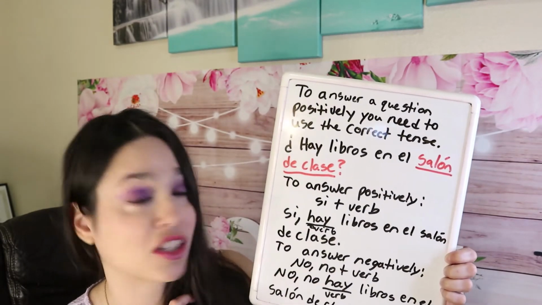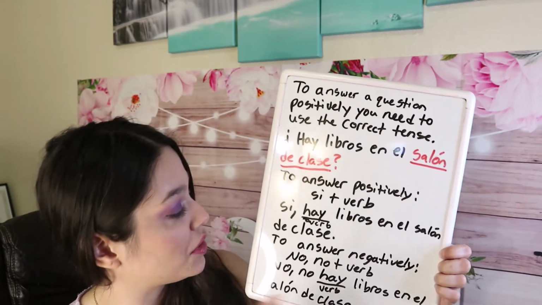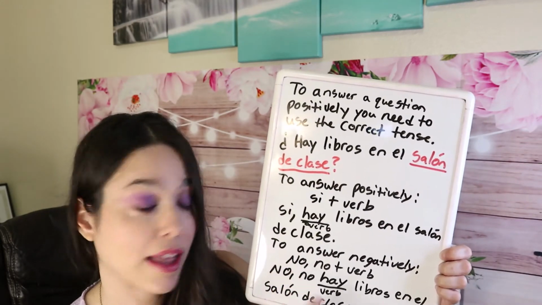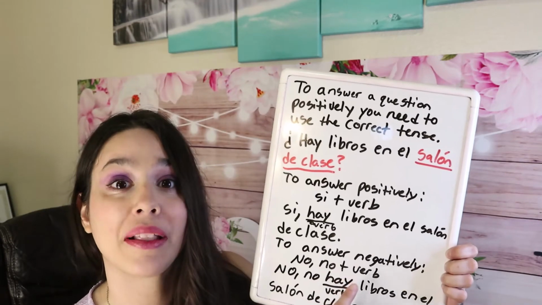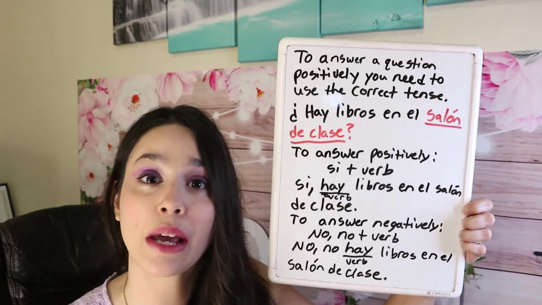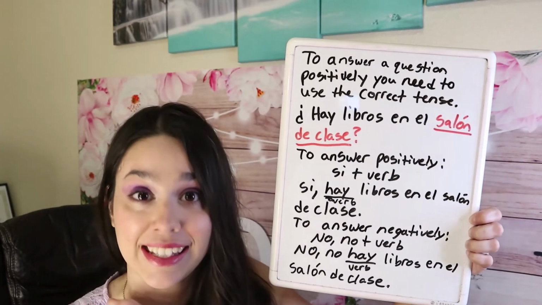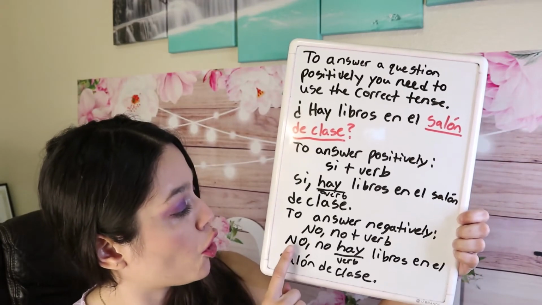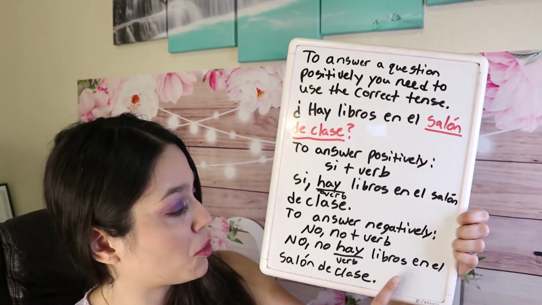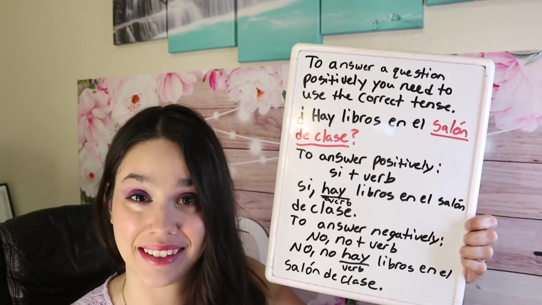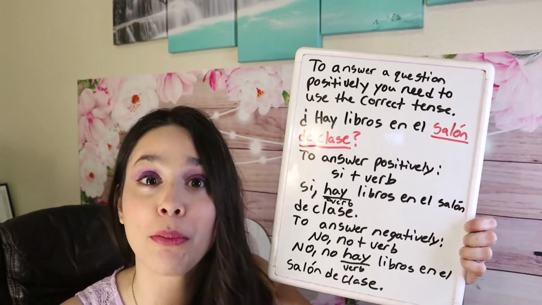Now to answer this question negatively, we would say no, plus the verb. So this is how we would respond to this question negatively. No, no hay libros en el salón de clase. No, there are no books in the classroom. Great job. Let's go ahead and look at another question example and how to respond to that negatively.